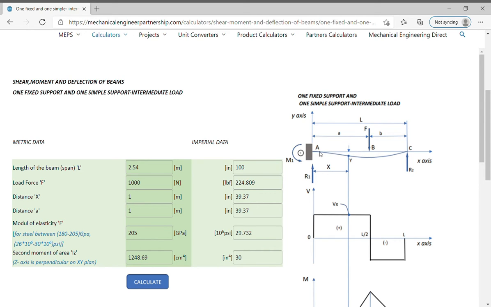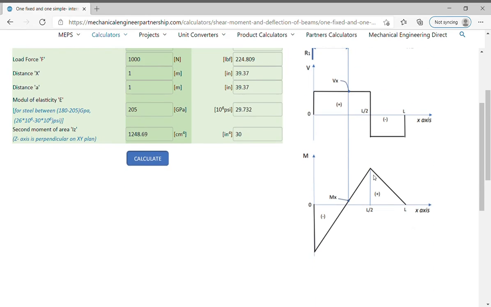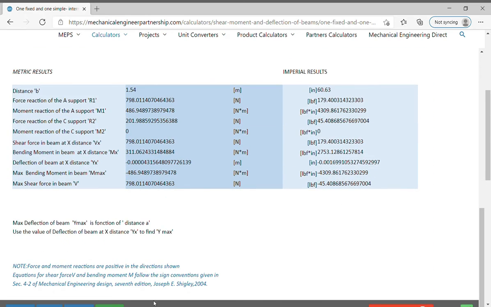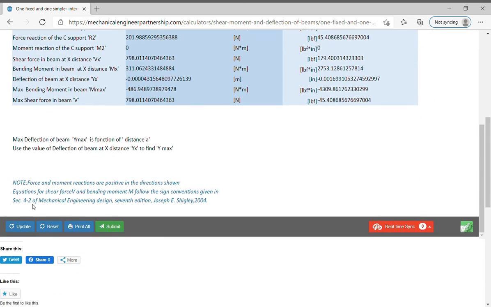The figure shows a beam fixed in a support by reaction R1 and moment M1, and simply supported on the C support by reaction R2, and loaded by one force F located at a distance a from the support of the beam, at point B. How are the shear force and the bending moment calculated? All studies, materials, and formulas used in these calculation sheets are in reference to Mechanical Engineering Design, 7th edition, by Joseph E. Shigley, 2004.